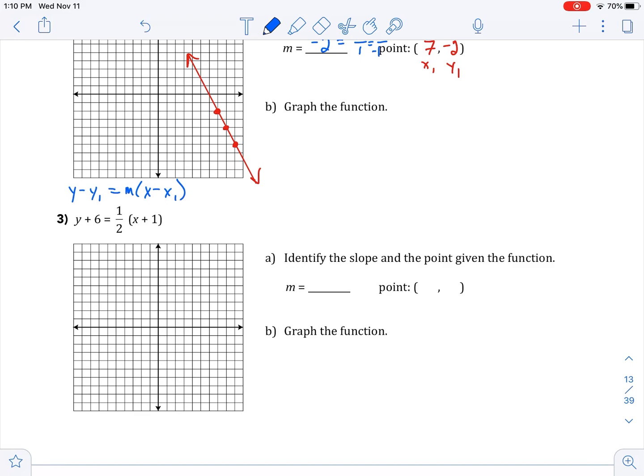As we get ready to write this, we have y plus 6 here, but I don't want to leave it as y plus 6. I need to adjust it and call it y minus negative 6. And likewise over here, this is going to be x minus negative 1. Again, the reason for that is because we have to follow the form, and the form is presenting it as subtraction, so we're going to adjust ours to be subtraction as well.